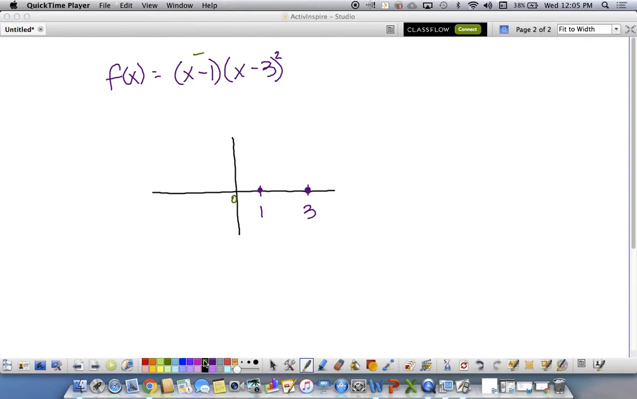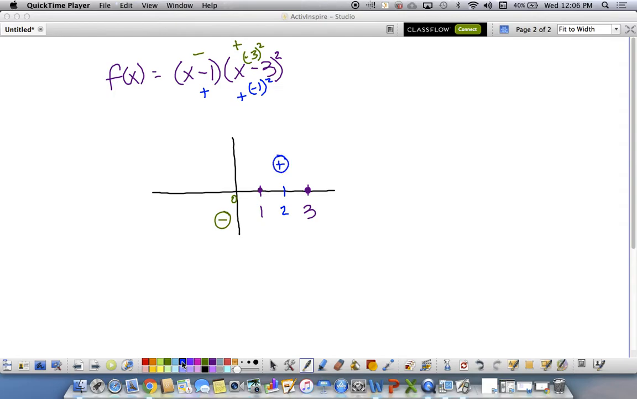Okay, well, sorry, what is a negative squared? 0 minus 3, so what's negative 3 squared? It will be a positive, okay? So a negative times a positive is going to be negative, okay? Let's plug in another one. Let's plug in 2. 2 minus 1 is positive 1. 2 minus 3 is negative 1 squared. What's negative 1 squared? It's a positive 1. So it's going to be a positive.